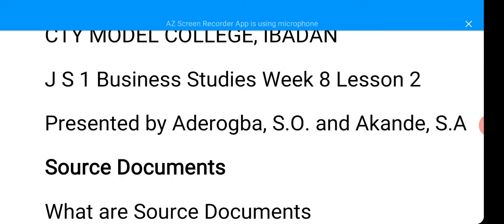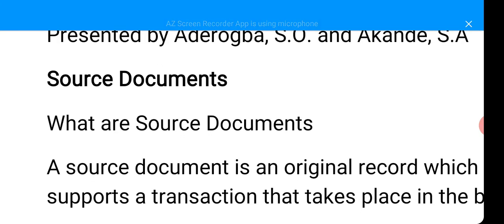At the last class, we started bookkeeping. I told you bookkeeping is recording financial transactions. We also looked at the importance of bookkeeping, and who a bookkeeper is. Somebody that keeps records is the bookkeeper. We also looked at some of the qualities of a good bookkeeper, and some common bookkeeping practices. So today we shall look at source documents.